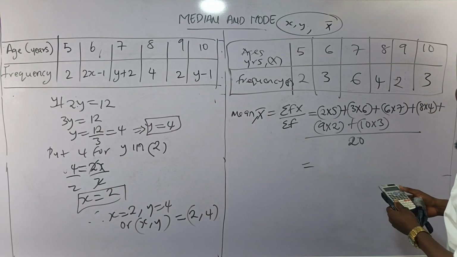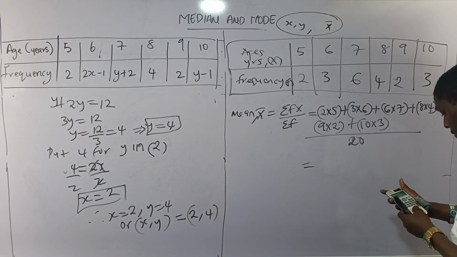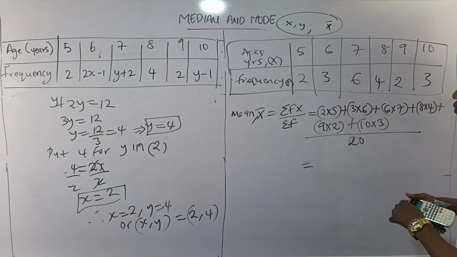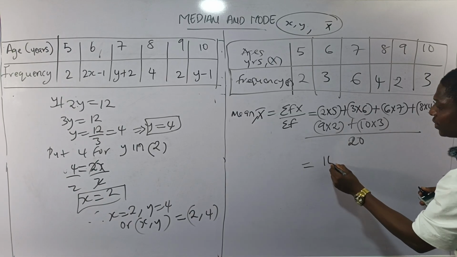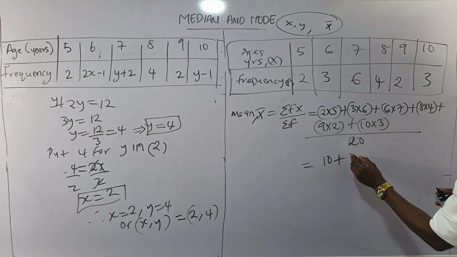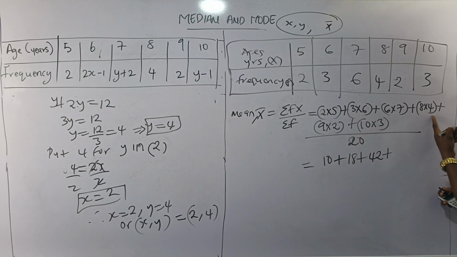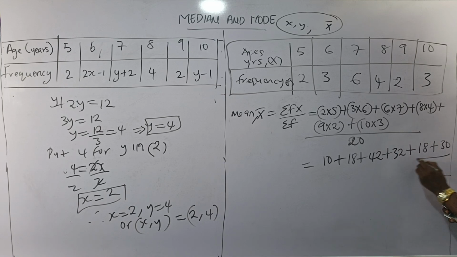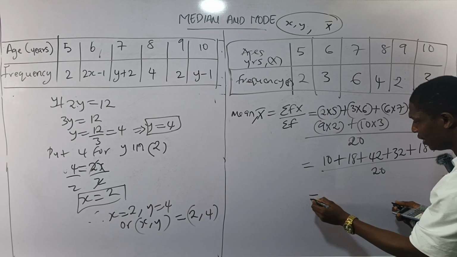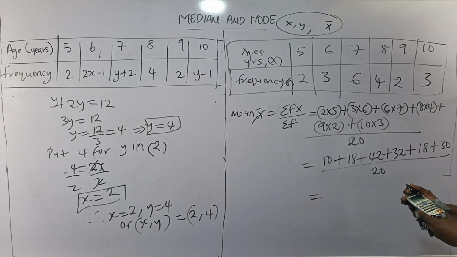Now we can see that 2 times 5 is what? 10. Plus 3 times 6 is what? 18. Plus 6 times 7 is what? 42. Plus 8 times 4, 32. Plus 2 times 9, 18. Plus 3 times 10, 30. All over what? 20. And we simply sum up 10 plus 18 plus 42 plus 32 plus 18 plus 30.